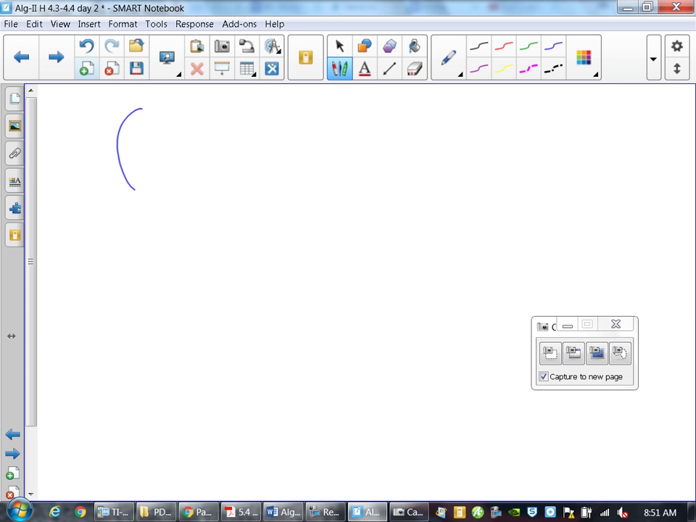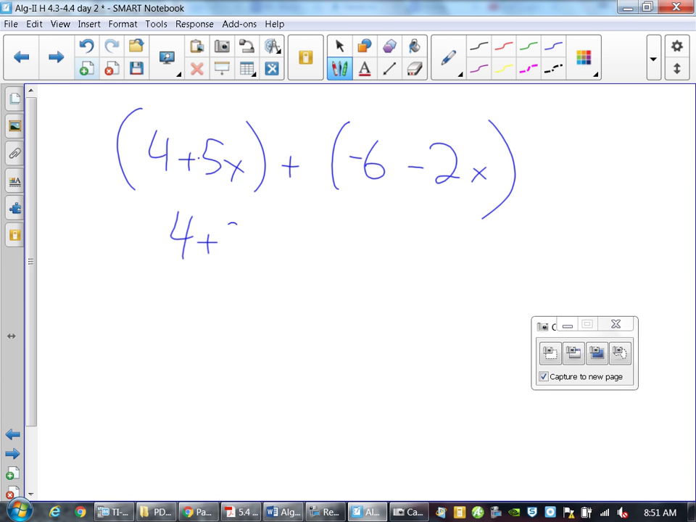What if you had in parentheses 4 plus 5x plus -6 minus 2x? What would you do? Drop the parentheses because it's an addition, and you wind up with 4 plus 5x minus 6 minus 2x. So what would you do? Normally, when you dealt with variables, you would put variables first. Agree? So you would write this as 3x minus 2.